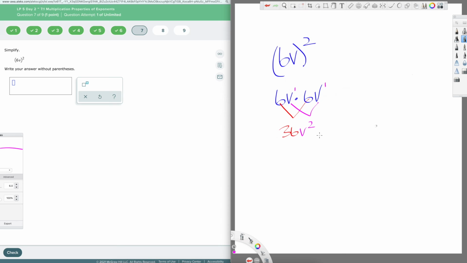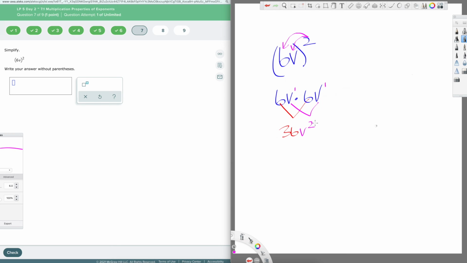So I can expand it out and I can see it this way, just like I was doing on these other ones with the coefficients and the variables. But I can also distribute this too and go 6 squared is 36. That's 6 times 6, right? Same thing I did here. And v squared is just v squared.